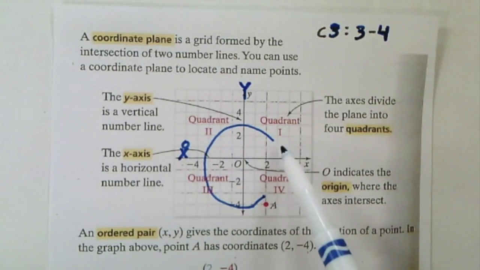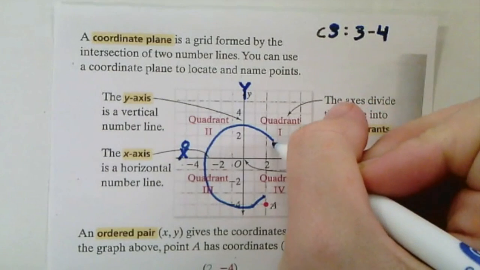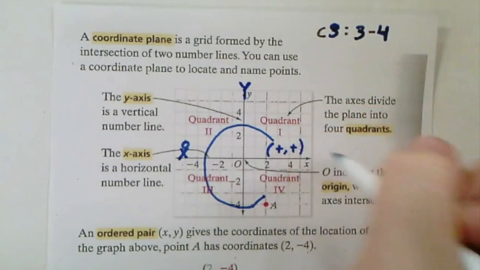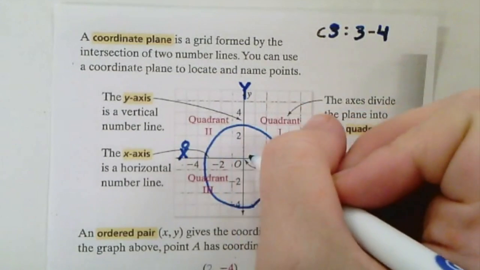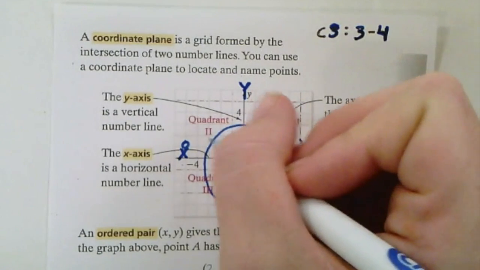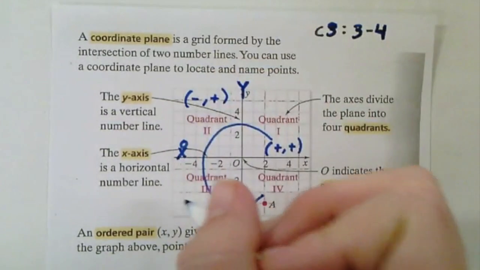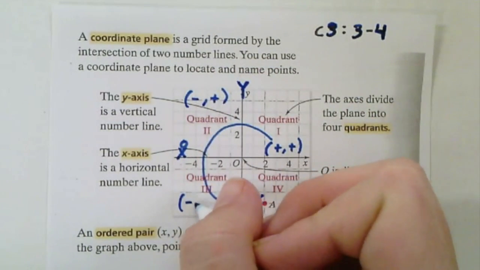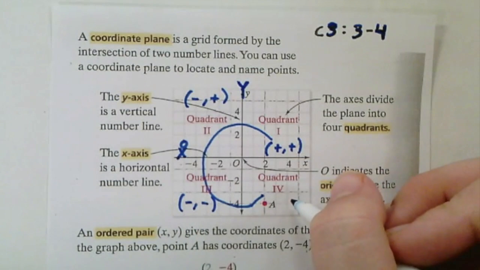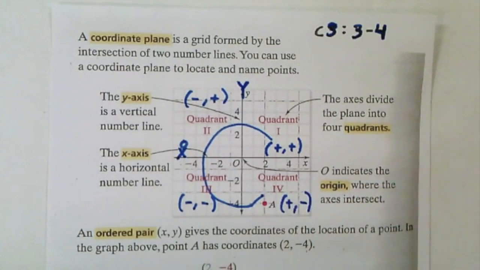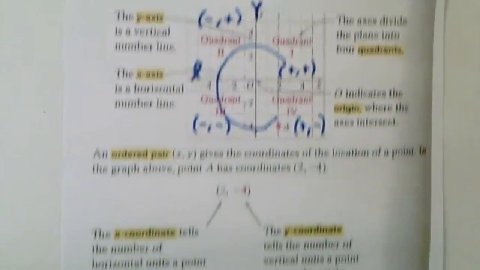Okay, so these numbers are going to be positive. In quadrant 1, you're going to have a positive number and another positive number. In quadrant 2, you would have a negative number and then a positive number. In quadrant 3, there's going to be two negative numbers. And quadrant 4 will happen when you have a positive number and then a negative number.